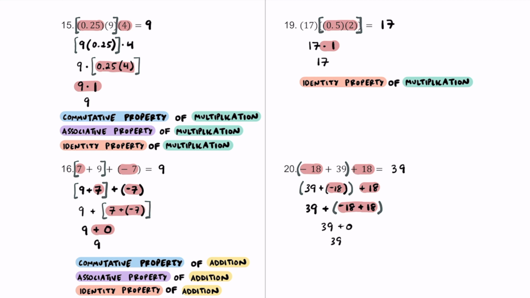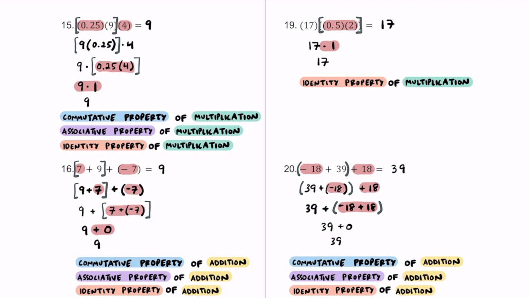Now, what was really going on behind the scenes to help us get this answer of 39 efficiently? Well, first of all, we used the commutative property of addition when we took this negative 18 plus 39 and changed the order to 39 plus negative 18. After that, what did we do? Well, we moved the grouping symbol around the 39 and negative 18, and we regrouped, so it was negative 18 plus 18. We didn't change the order, though, so that's the associative property of addition. And then finally, what did we do? We took this 39 and we added nothing to it, so it stayed as 39. And mathematically, we say we use the identity property of addition.